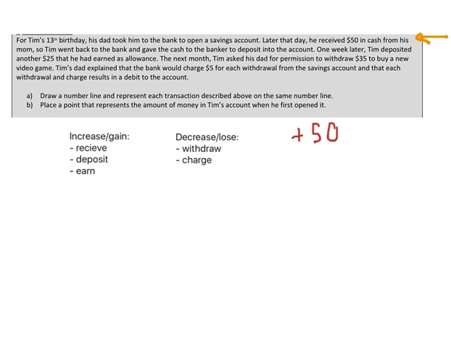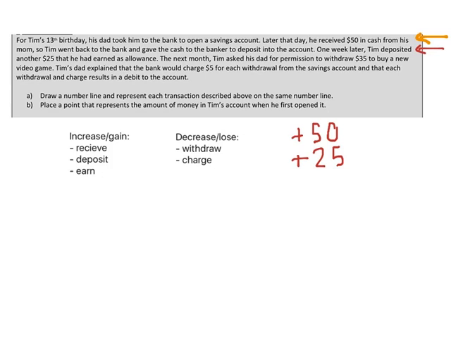Okay, the next sentence says, "One week later, Tim deposited another $25 that he had earned as allowance." Take a look at that sentence that we just read and try to find two words that are in that sentence that are also in our list. Great, so hopefully you saw that the word deposit is once again in our sentence, and the word earned. Both of those words are in our increase or gain list. So that means that we are adding another $25 to Tim's bank account, and we're plotting positive 25.